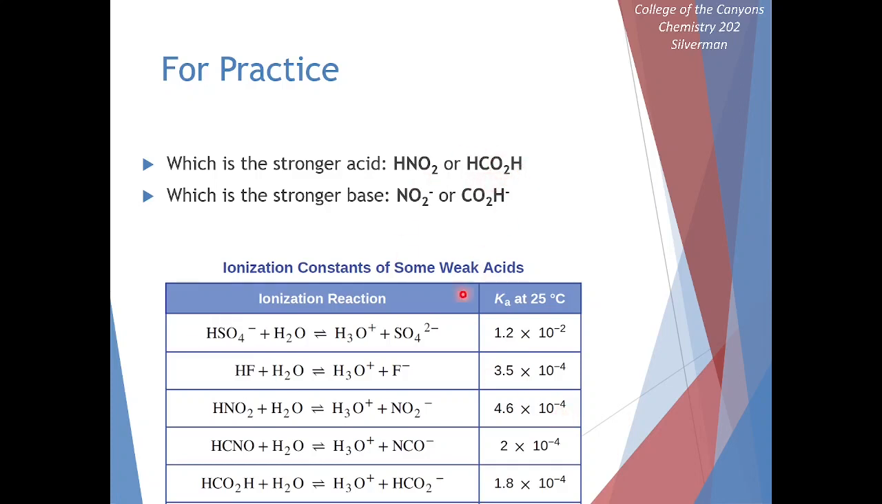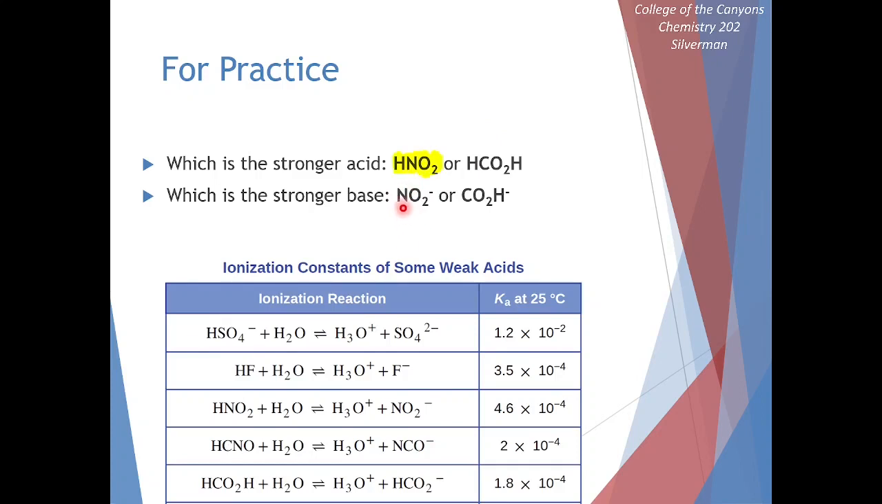HCO2H has a Ka value of 1.8 times 10 to the negative 4. Which of these values is bigger? The bigger the value of Ka, the more products we'll have form, the stronger our acid. Nitrous acid here is going to be slightly stronger.